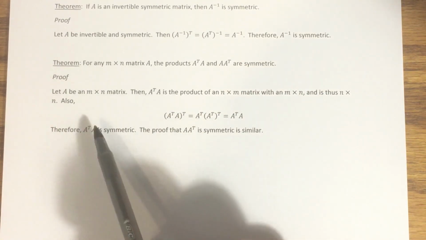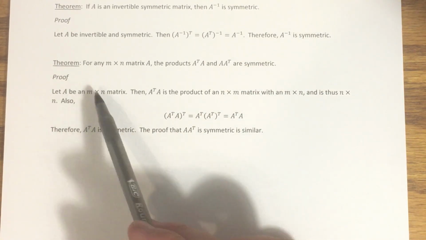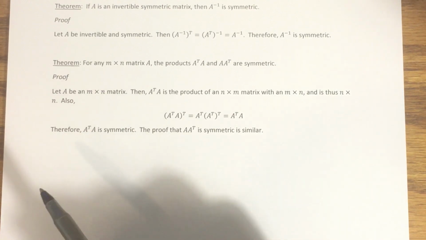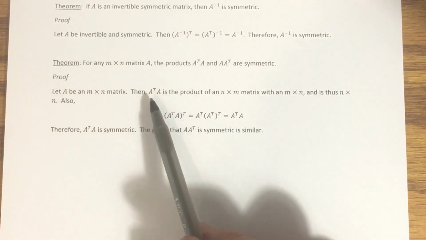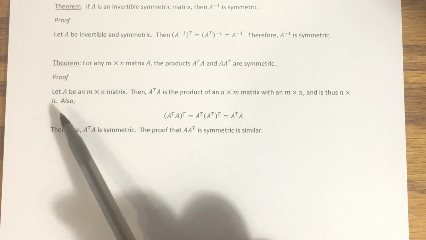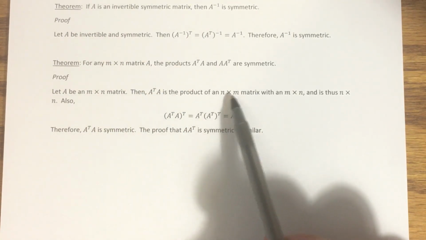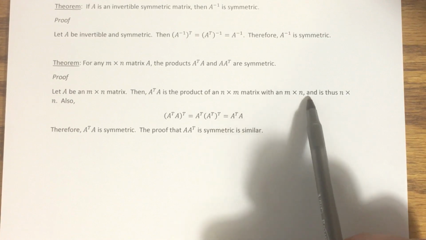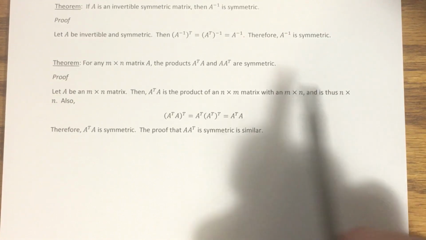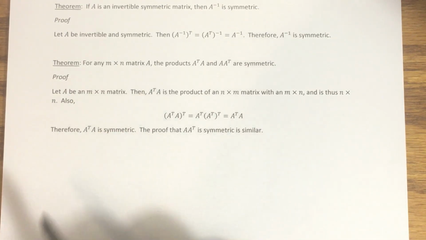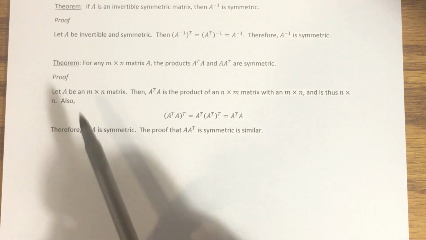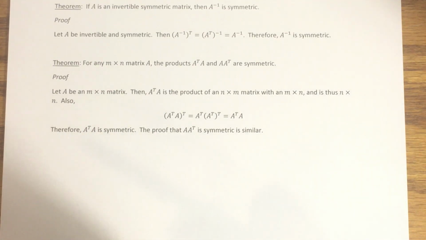So let's do that down here. We're going to assume A is an m by n matrix, does not have to be square. The transpose of A would be an n by m matrix. So A transpose times A is an n by m times an m by n, and so the result would be n by n. Notice, even though A was not square, A transpose times A is square. It's an n by n matrix. So that means it can possibly be a symmetric matrix.